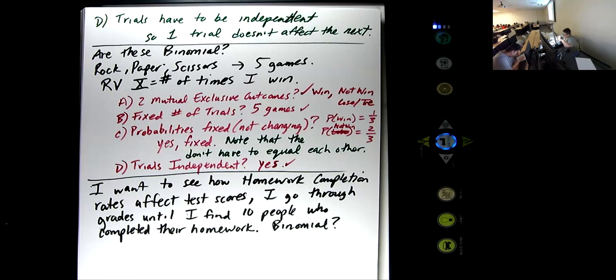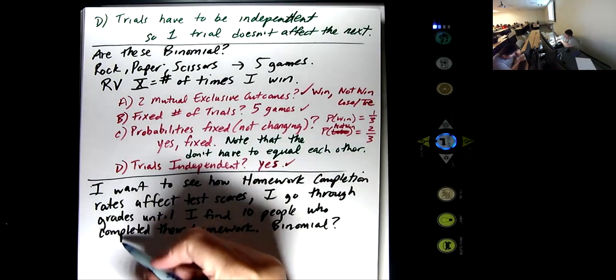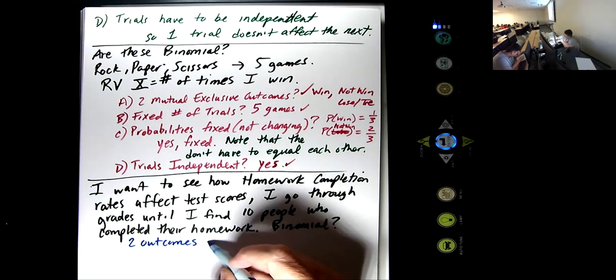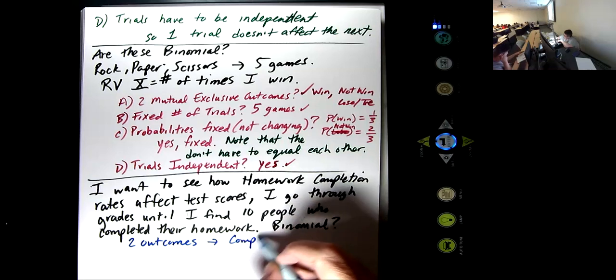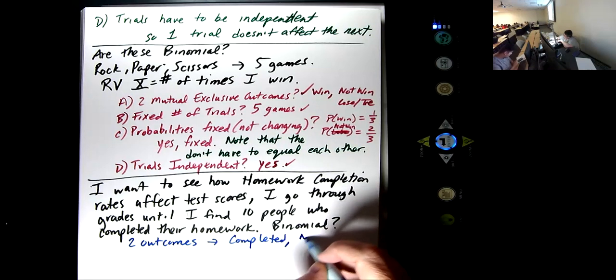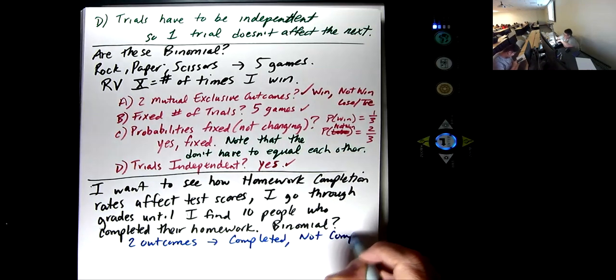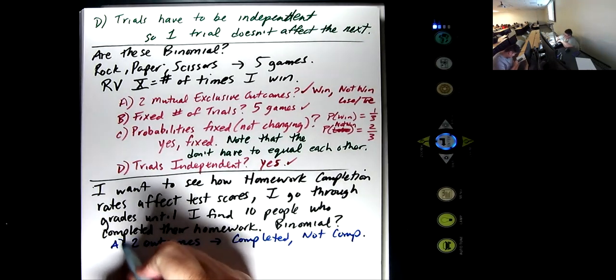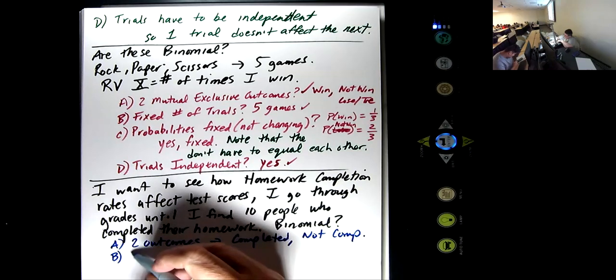Well, there are two outcomes: completed or not completed. That was A. B was fixed number of trials.